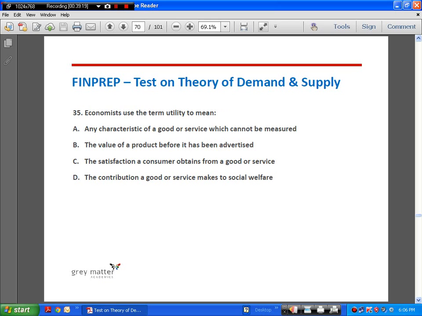35th question. Economists use the term utility to mean any characteristic of a good or service which cannot be measured, the value of a product before it has been advertised, the satisfaction a consumer obtains from a good or service, the contribution a good or service makes to social welfare. So utility means satisfaction derived from consumption of a particular good or service. Therefore, the right answer is option C, the satisfaction a consumer obtains from a good or service.